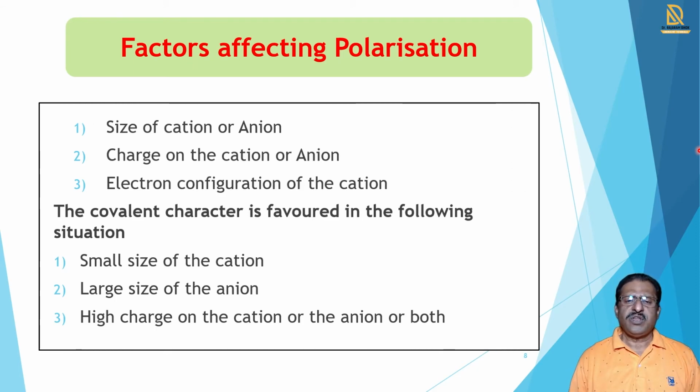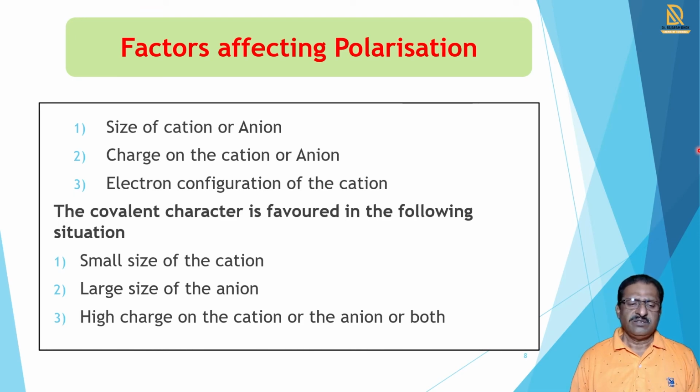Maximum covalent character is favored when there is a small size of cation, a large size of anion, and a high charge on the cation or anion, or both. Simply, such covalent character is observed in compounds when there is a small size of cation and a large size of anion, and a higher charge is present on both. In that case, covalent character is more.